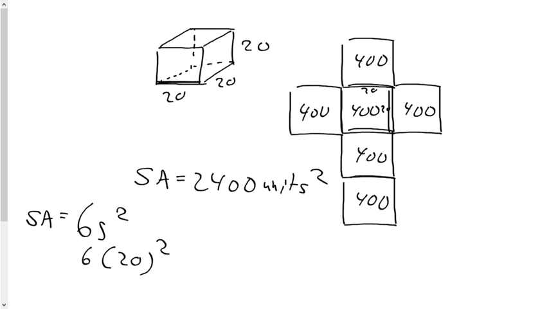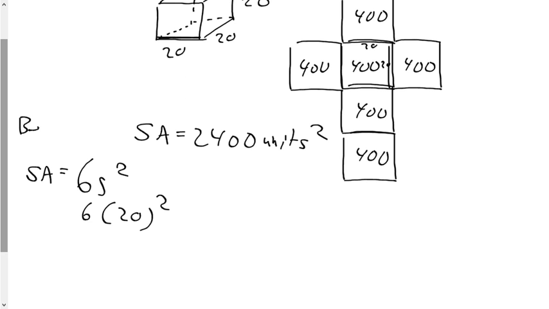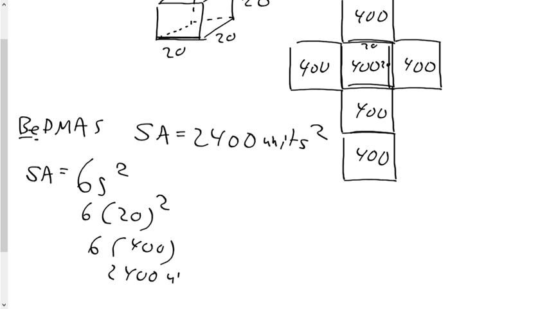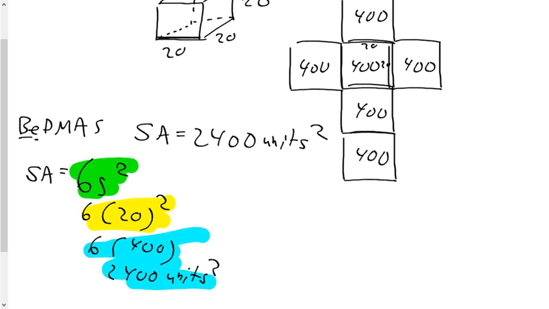According to BEDMAS, we do brackets first. There's nothing in that bracket to simplify, so that's not a B. Then we have E, which is exponents. So we're going to do our exponents next. 20 squared is not 20 times 2, but 20 times 20, which is 400. So we have 6 that are 400 each, which is 2,400, excuse me, square units of surface area, right? So just to reiterate: formula, substitute, simplify, and get your answer. That's how you do it with a formula.